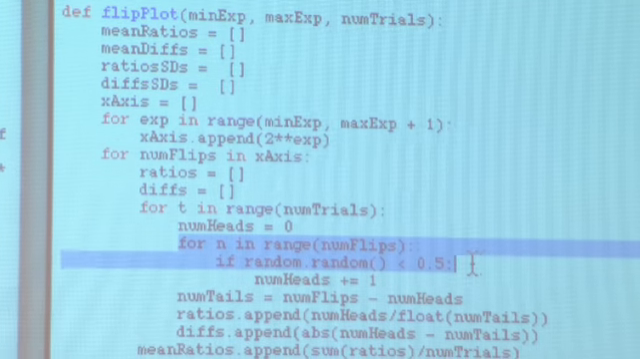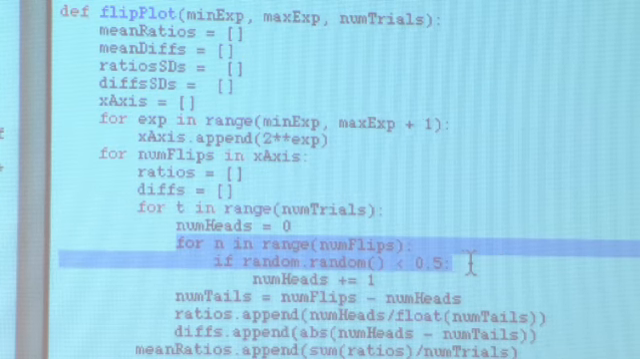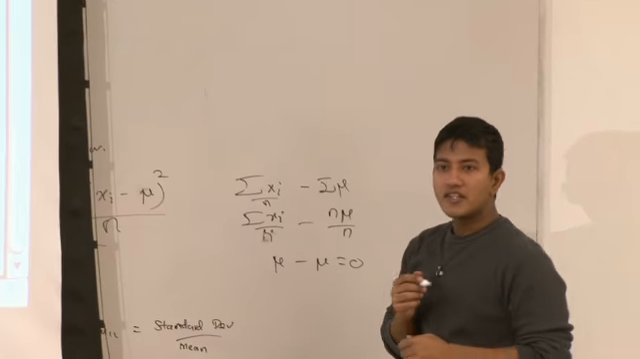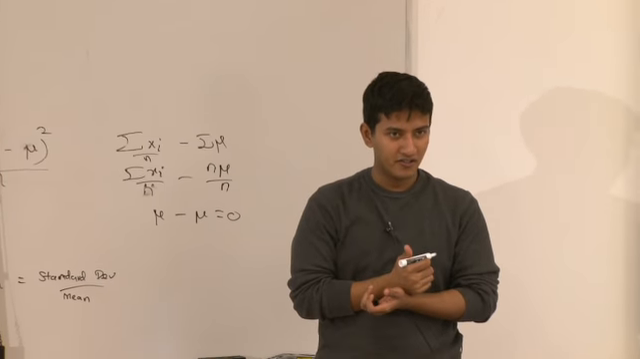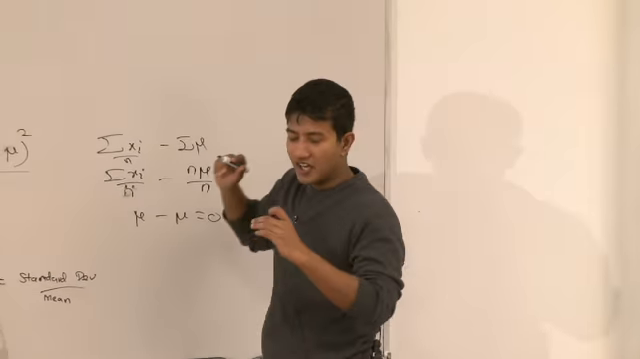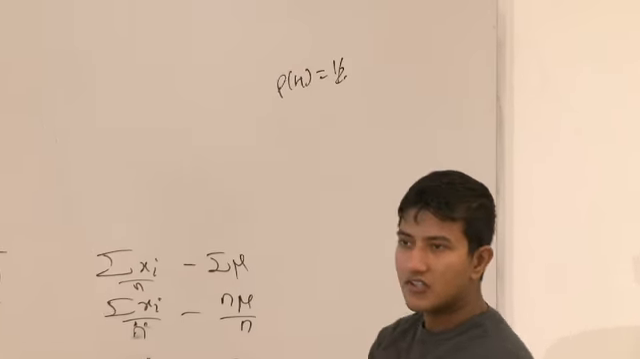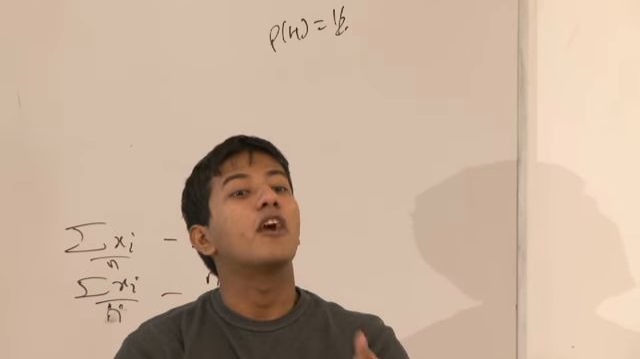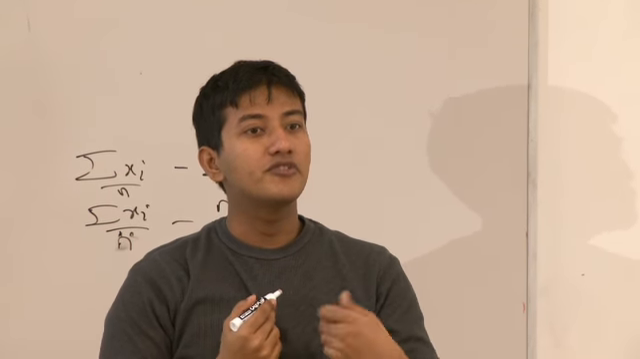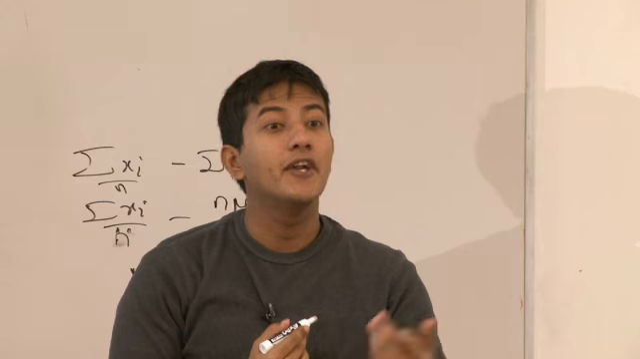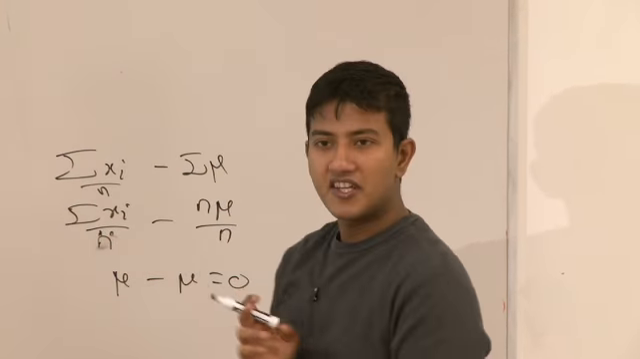Suppose you estimate the probability of something happening. Suppose you're given the coin is unbiased, so we know P of H is equal to half. How can we simulate an outcome and see whether it's a head or tail with this particular probability?